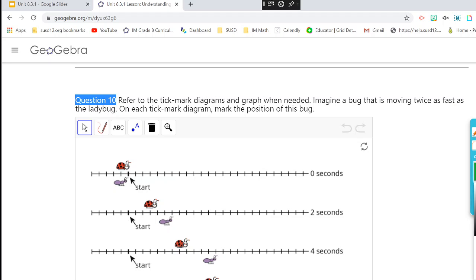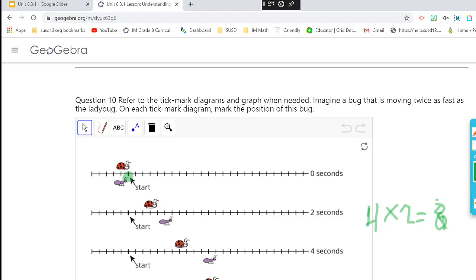How about a green bug? When time equals 0 seconds, the green bug is also here at the starting point. When time equals 2 seconds, the green bug has gone twice as far as the ladybug. Ladybug has gone 4 centimeters. So 4 times 2 equals 8 centimeters for the green bug.